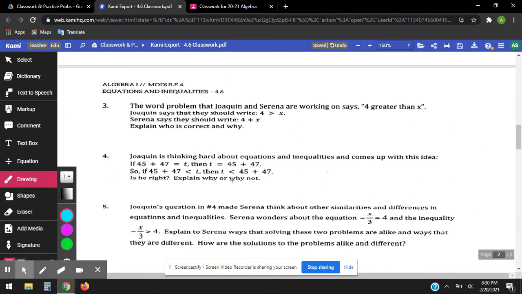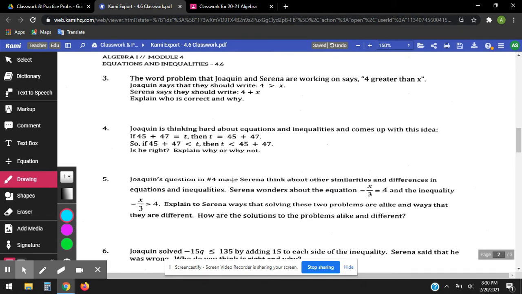All right, let's go down to 3. The word problem that they're working on says 4 greater than x. Joaquin says they should write it as 4 greater than x. Serena says they should write 4 plus x. Explain who is correct and why.